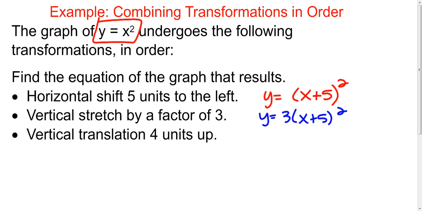Then I need to do a vertical translation. That means I need to move it 4 units up, so I will add a 4 on to the end of the equation. And it should look something like that.